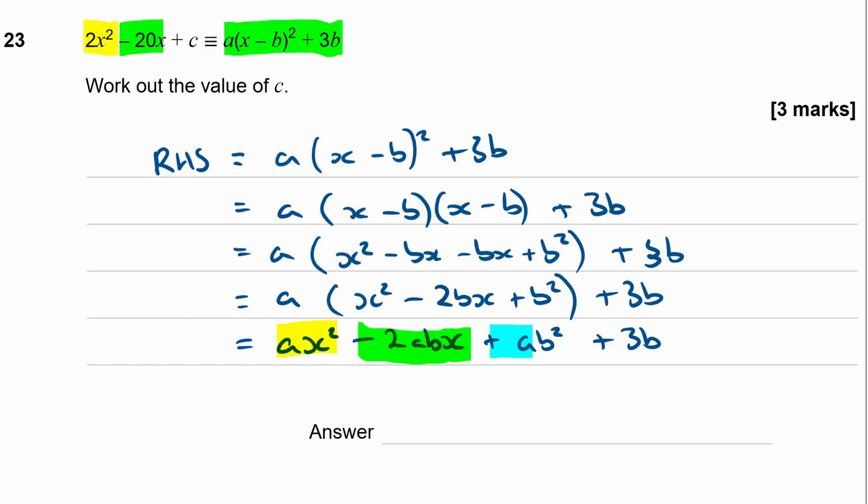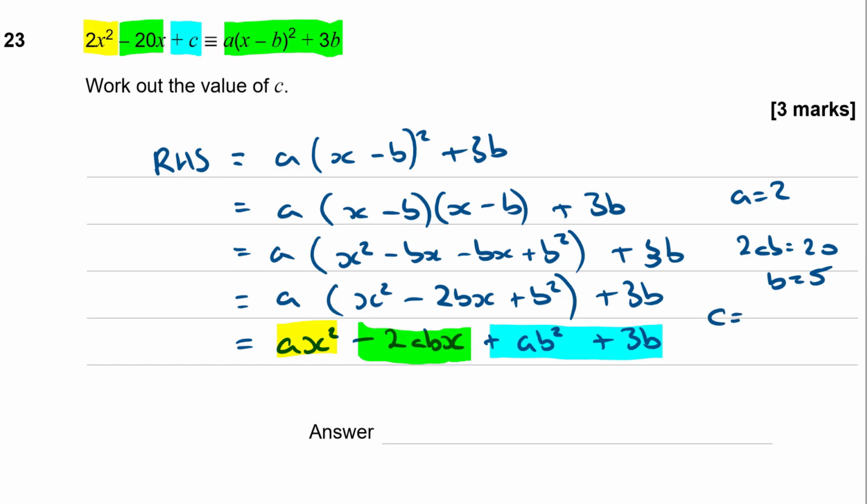And I've got some numbers on the end, some constants on the end, which must match up with my constant on the end of that. So I can pair them up. I can say, well, if ax squared is equal to 2x squared, then a is equal to 2. I can say that the 2ab must be 20, and I know that a is 2, so that means 2b must be 10, so b is equal to 5. And I know finally that ab squared plus 3b must be the same thing as c.